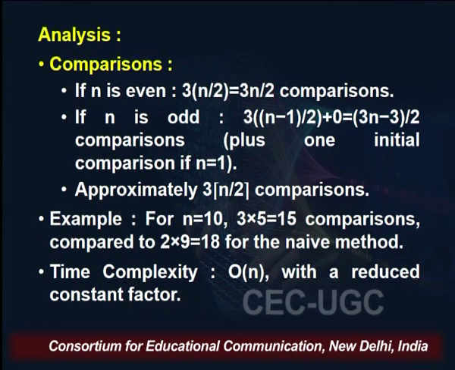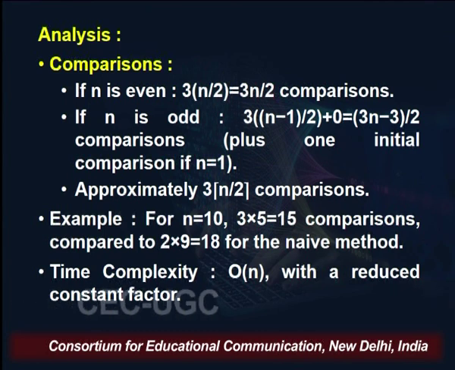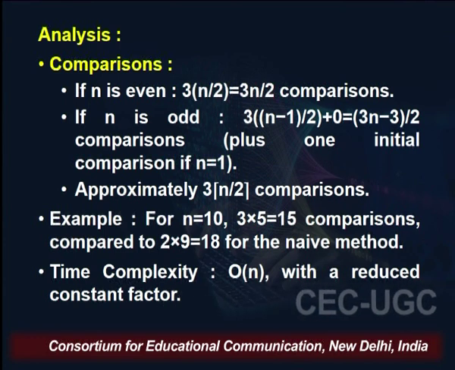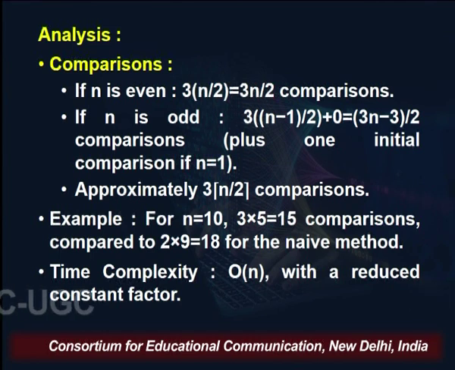Time complexity, again, we end up with order n, but with a reduced constant factor. The constant factor is reduced because the number of comparisons is reduced from 18 to 15 in the case of n equals 10, but the time complexity we end up with is certainly order n.